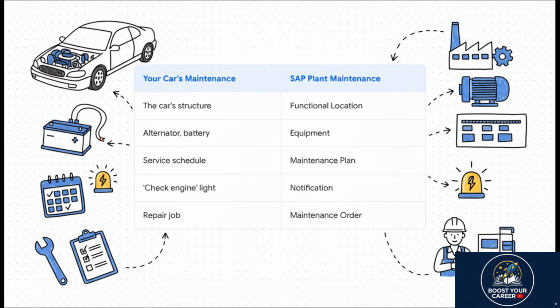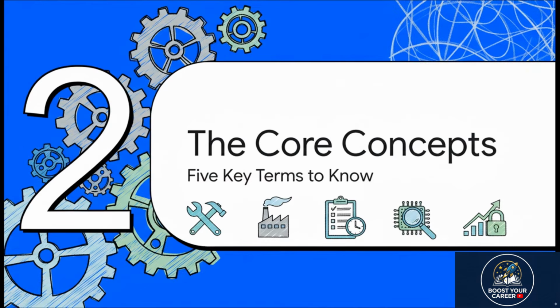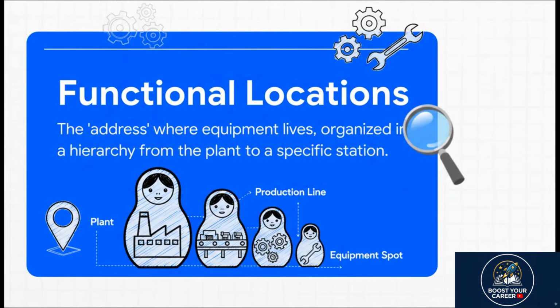Keep this little model in your head, because it's the key to understanding everything else we're about to cover. Okay, so with that car analogy as our guide, let's lock in the 5 absolute core concepts of SAP PM. Seriously, if you understand these 5 terms, you'll get the logic that drives maintenance on a global scale. First up, we've got functional locations.